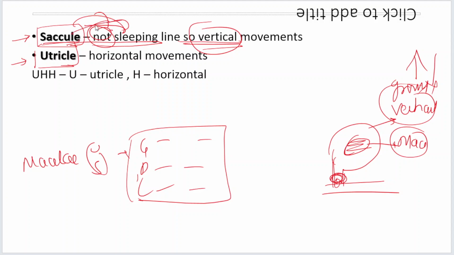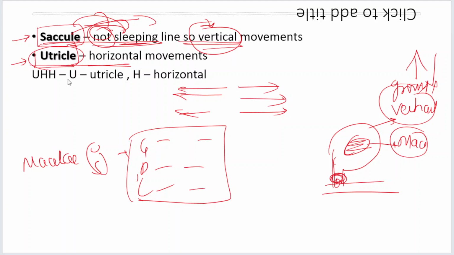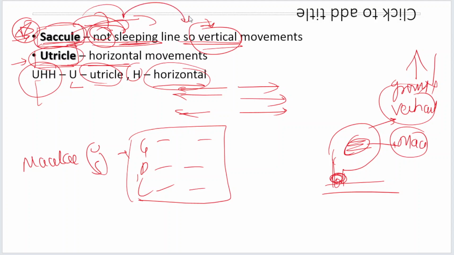The utricle detects horizontal, sleeping movement. The linear acceleration, the horizontal movements, is detected by the utricle. After hearing all this complicated anatomy, anyone is going to say, oof. So U also stands for utricle, H for horizontal. Like this also you can remember. This is extra. Saccule is not sleeping line, so it's detecting vertical movements. Utricle, because it is difficult anatomy, H stands for horizontal movements. You can remember like this also. Okay, thank you so much for the patient listening. I hope I have made your step towards passing your ENT exam a little bit easier.